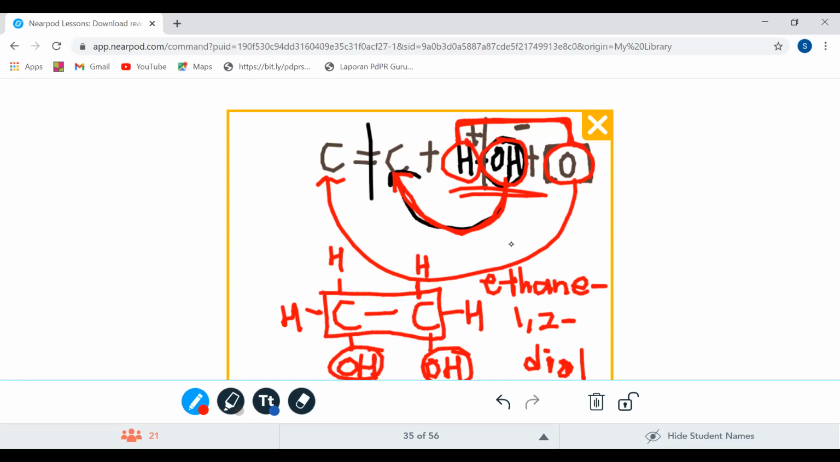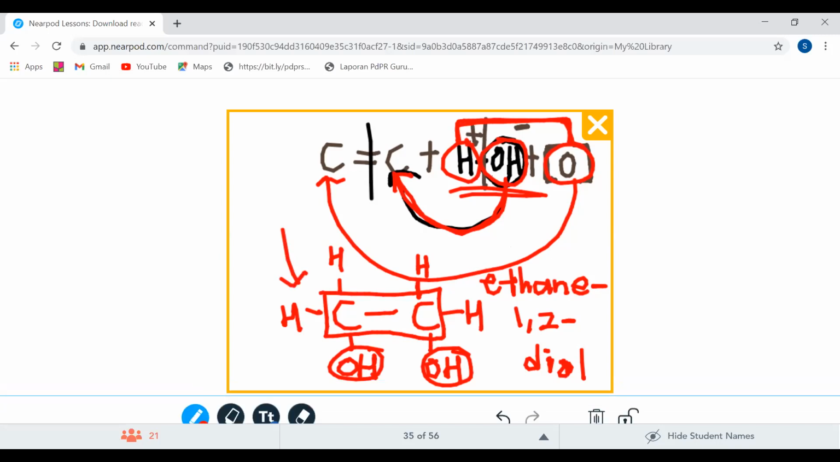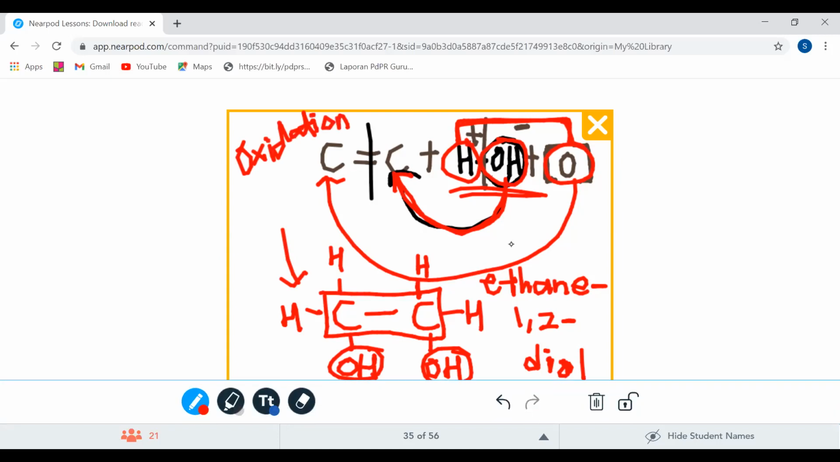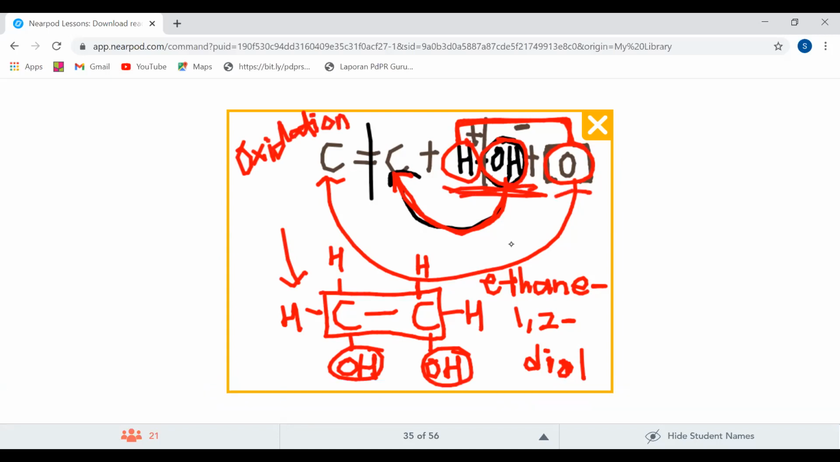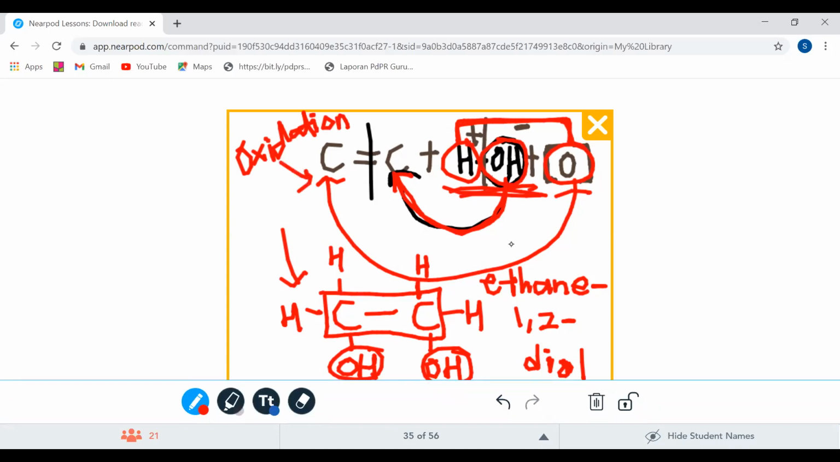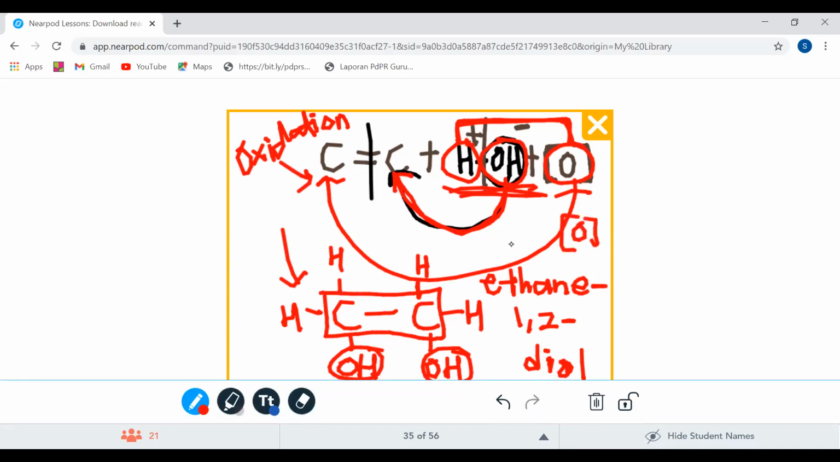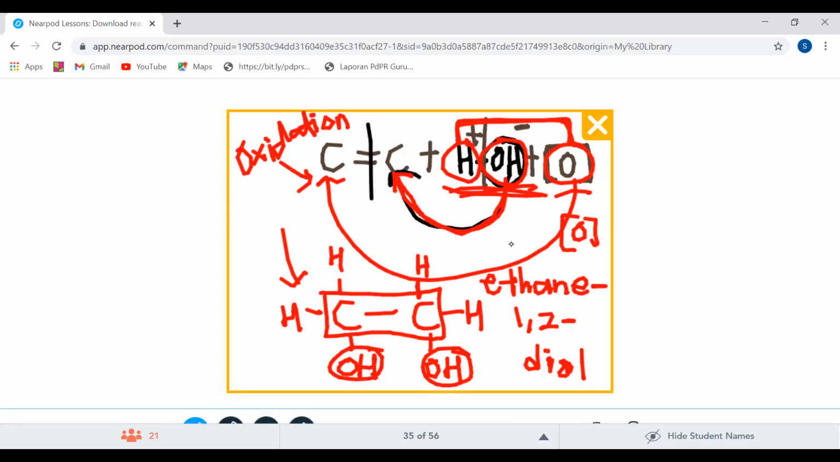When this happens, you must know it is an oxidation reaction. If you see water, it's hydration. If you see water with oxygen, it is oxidation. How do you know oxidation reaction, teacher? Once you see oxygen in the bracket, it is oxidation straight away. Okay, it is an oxidation reaction.